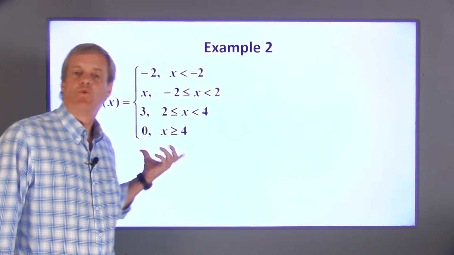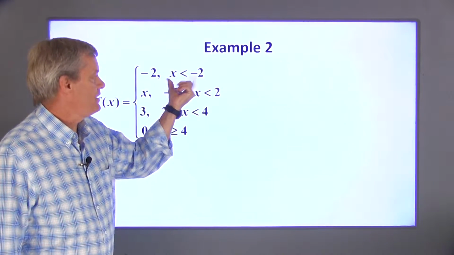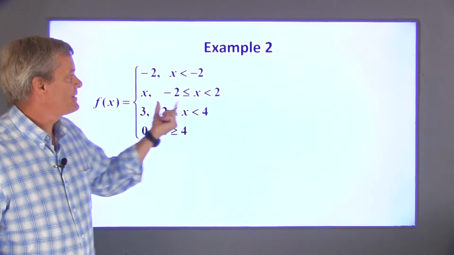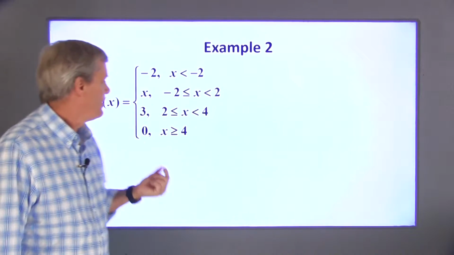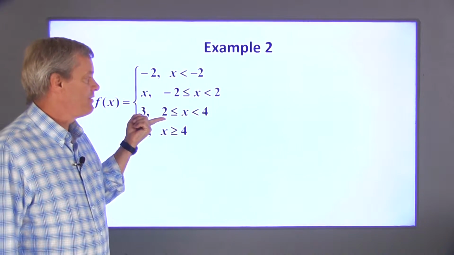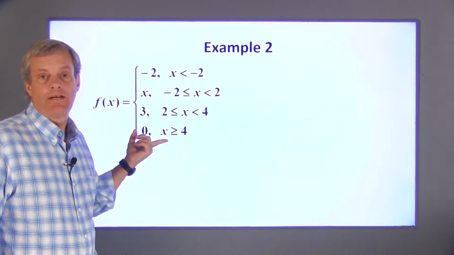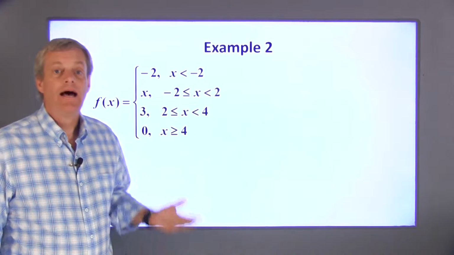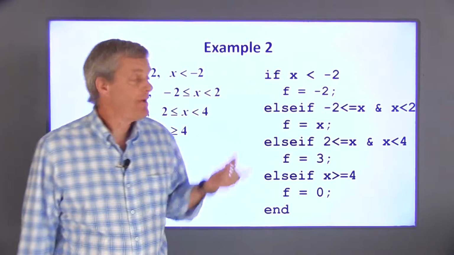This function has 4 conditions. The value of the function is -2 if x is less than -2. It's x if x is greater than or equal to -2 and less than 2. It's 3 if x is greater than or equal to 2 but less than 4. And finally, it's 0 if x is greater than or equal to 4. I can implement this function with an if construction as shown here.